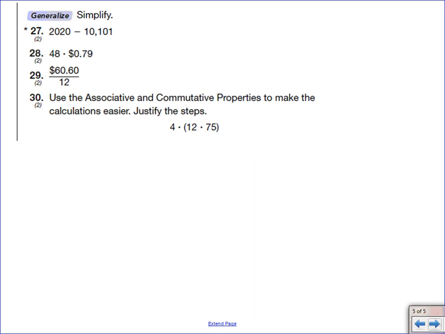All right, then we have 2020 minus 10,101. The easiest way to do this, since I'm recognizing that this number here is smaller than this number, is I'm going to do them backwards. And I do know that it's written the other way. But if I do it backwards, then I know that the sign on it is going to just be the opposite of the answer that I get.